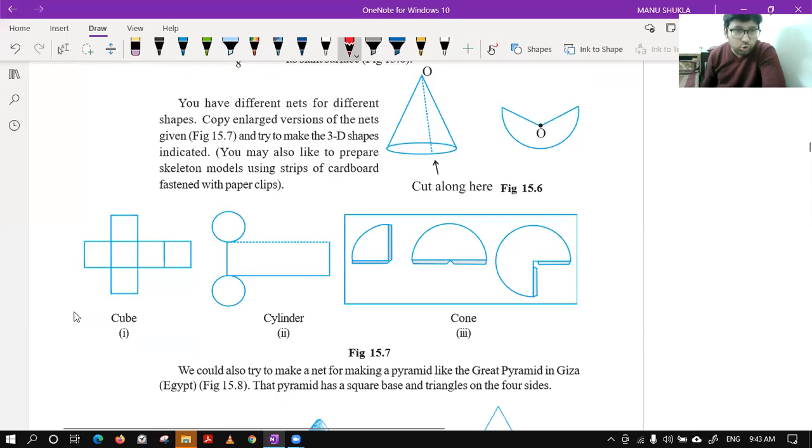This is a net of a cube. As we have seen, a cube has how many faces? 6 faces. 1, 2, 3, 4, 5, and 6. So as the cube has 6 faces, the same is the thing with this one. The formula is F plus V equal to E minus 2. Lavya, you can always make the things like that.